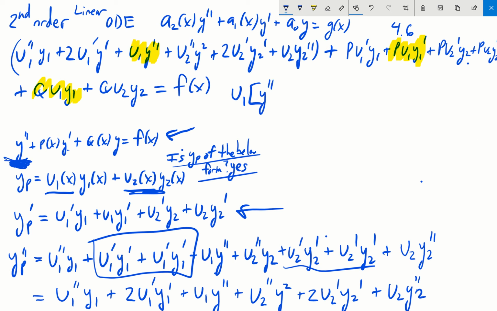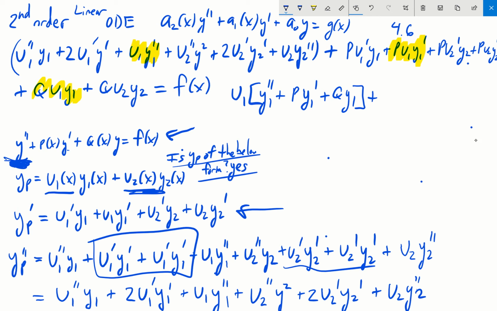We're going to have a coefficient of y double prime plus, and I dropped the subscript there. This is a 1, my apologies. That should have been a 1. So it's y1 double prime plus, here we have a p y1 prime plus q y1.